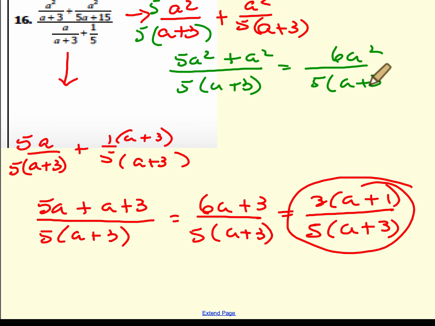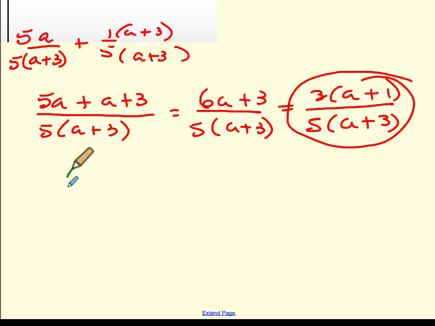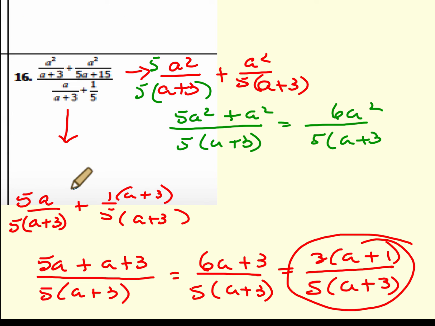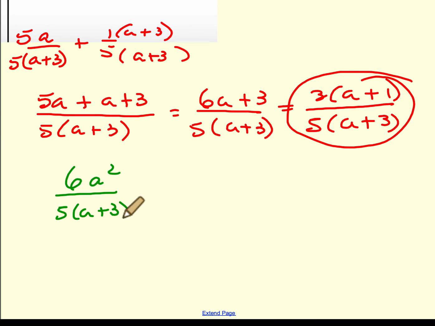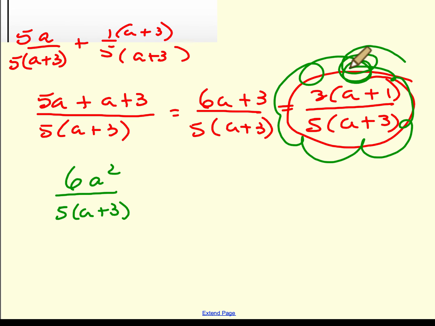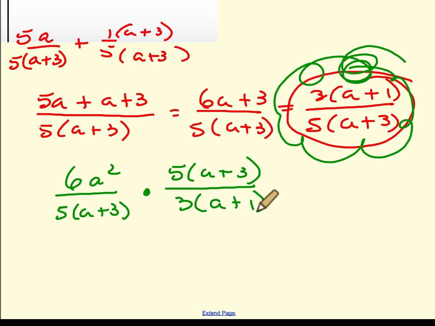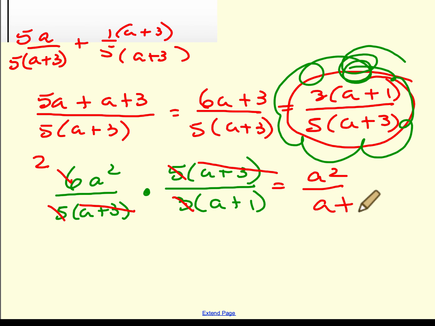Okay, so now we're going to put all this together. So I have in my numerator 6a squared over 5 times a plus 3. Remember, this needs to be reciprocated. So I need to multiply by 5 times a plus 3 over 3 times a plus 1. Okay, we're ready to go. A plus 3 cancels a plus 3, 5 cancels 5, 6 and 3 are both divisible by 3, and I'm left with a squared over a plus 1.